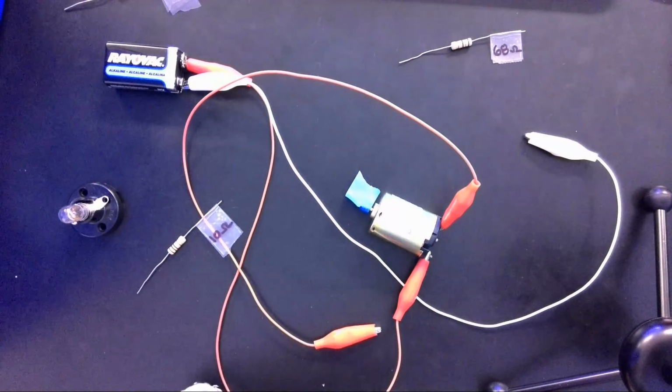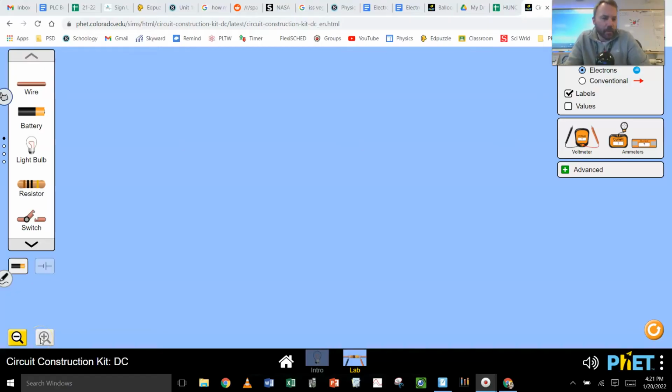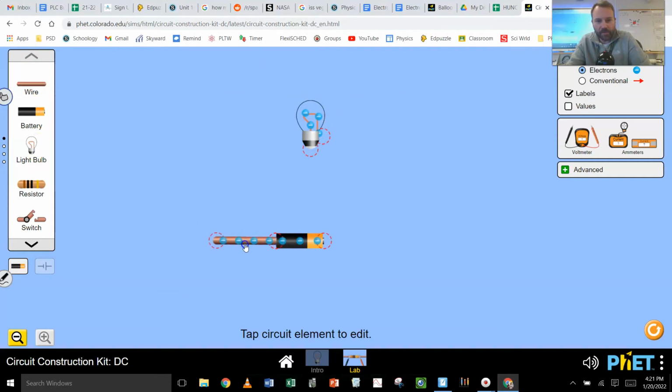Let me take you over to a simulator so you can see a little bit more. Here I am over at my simulator, and I can simulate kind of the things that I was just doing. I'm going to drag in a battery. I've got a light bulb, and I'm going to bring in a couple of wires. So I'll just bring the wires in one by one to build a simple circuit.